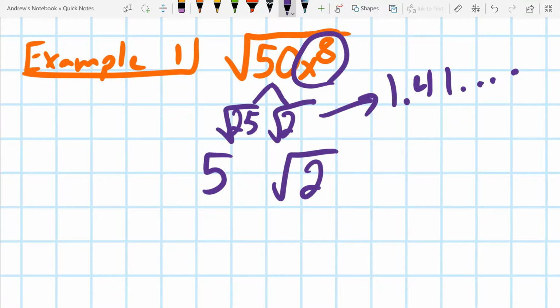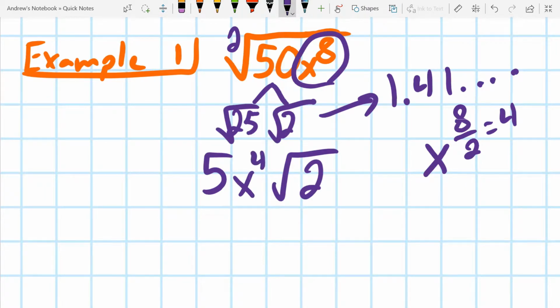Now, when we have x to the 8th, I want to remember that the exponents do something here. I end up having to take out as many sets of 2 as I can. And I can do that by dividing the exponent by 2. So we can think of it as x to the 8 divided by 2. Well, 8 divided by 2 equals 4. So I can go ahead and take out x to the 4th.